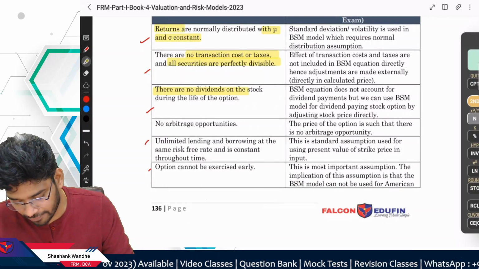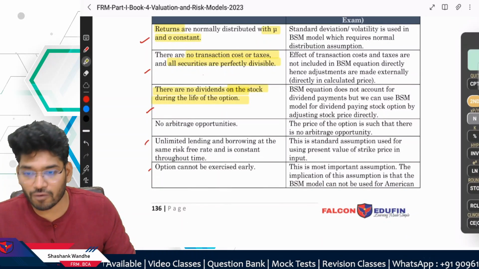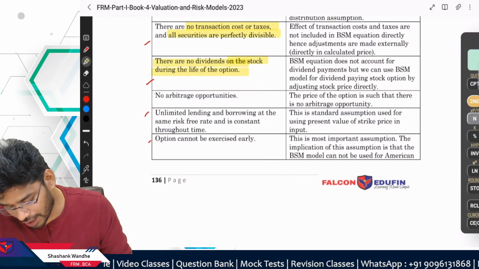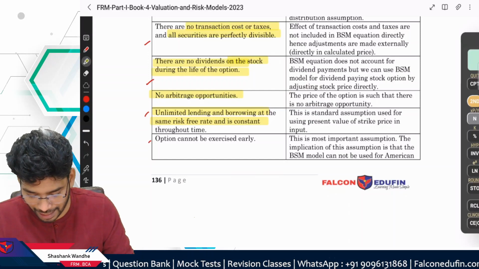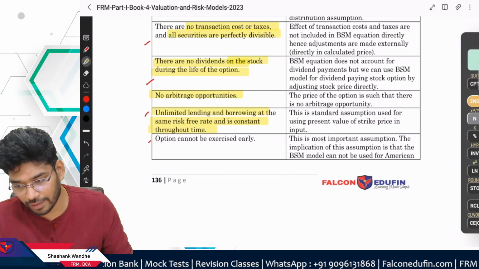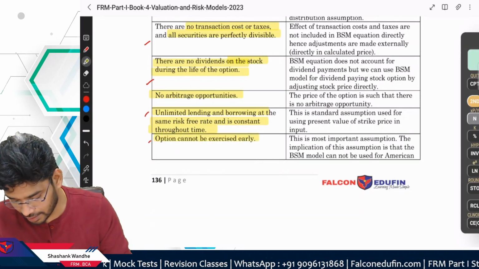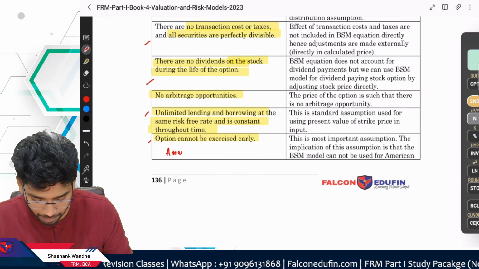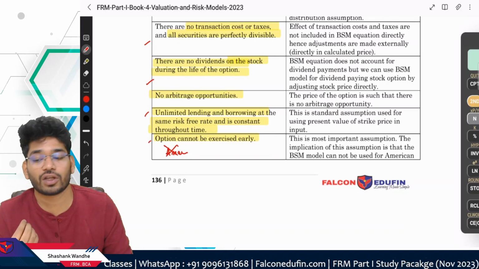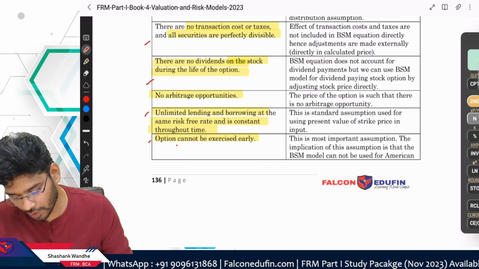There are no dividends on the stock during the life of the option. Then no arbitrage opportunity. Then unlimited lending and borrowing at the same risk-free rate, which is constant throughout the time. And the option cannot be exercised early. This means that the BSM model is not applicable for American options. It is only applicable for European options. Okay, so this is what you need to remember.